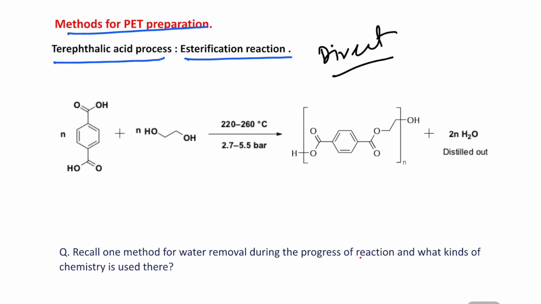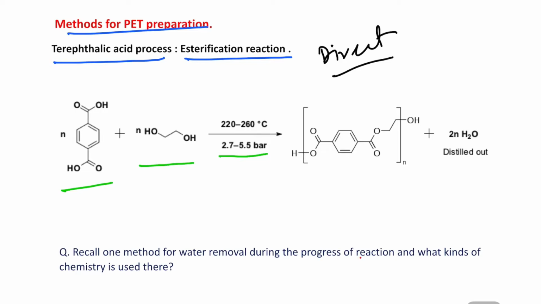How is this? In this case, n molecules of terephthalic acid and n molecules of ethylene glycol are reacted at 220 to 260 degrees centigrade. As I told, the boiling point of ethylene glycol is near about 197 degrees, and the pressure is 2.7 to 5.5 bar. Although the temperature is higher than the boiling point of ethylene glycol, since the pressure is higher, ethylene glycol will remain in the liquid form. And remember, when both reagents are in the same phase, the reaction becomes easier.